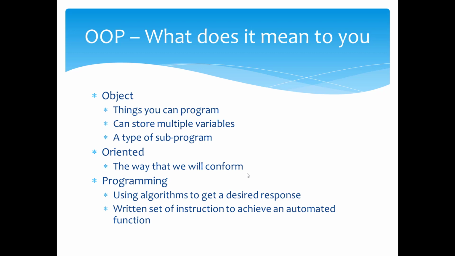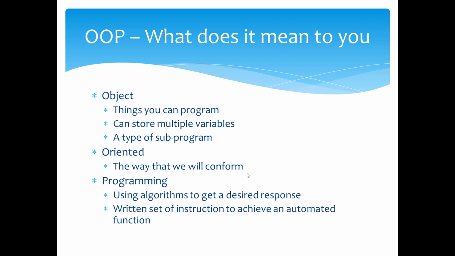So object, something you can program. And in here, I'm talking about a button, a form, that sort of thing. Things that interact, but they don't have to. That's just one type of object. As you'll see, we'll have lots of different objects. And these objects can store variables, like in terms of a button. You can choose its size. You can choose its color. And on and on.